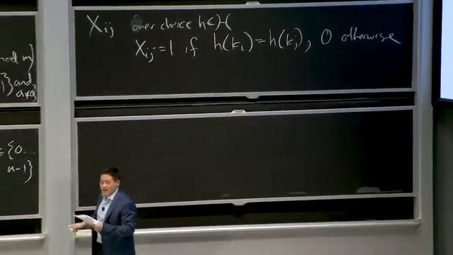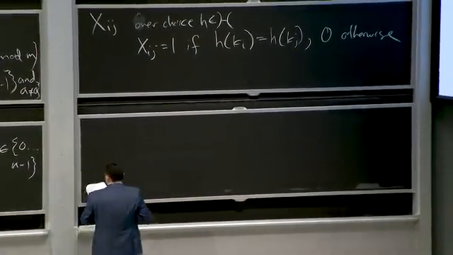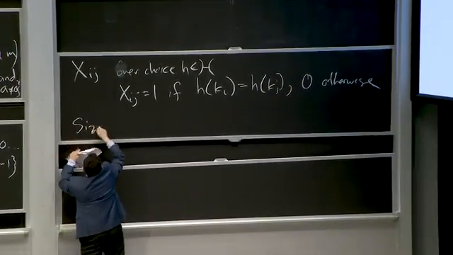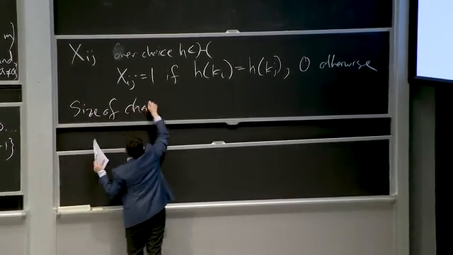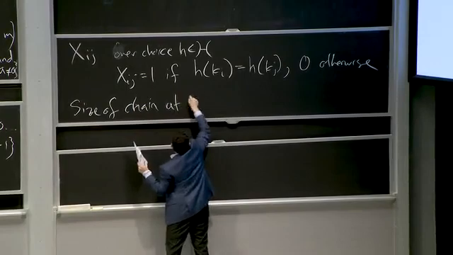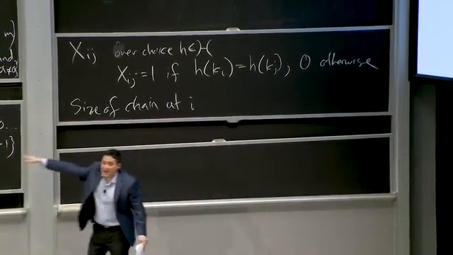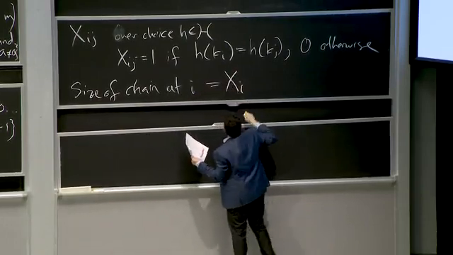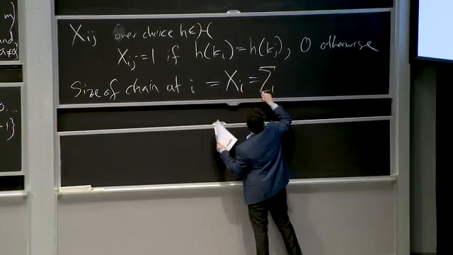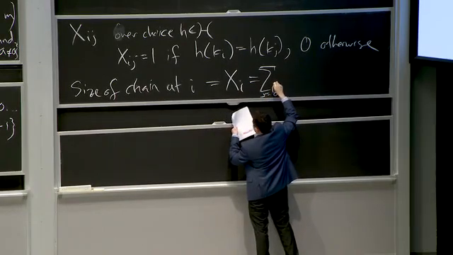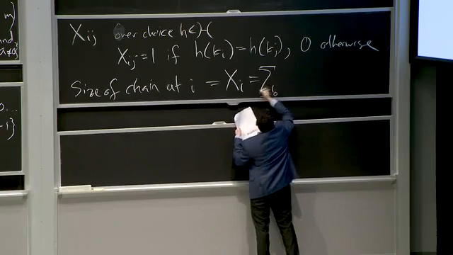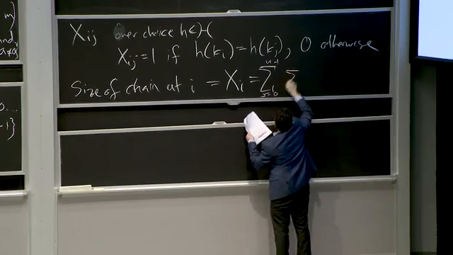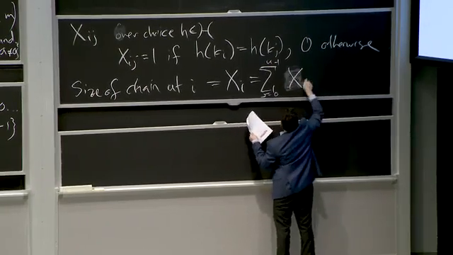So the size of a chain. Or let's put it here. The size of the chain at i in my hash table, I'm going to call that the random variable Xi. That's going to equal the sum over j equals 0 to, I think, u minus 1 of X_ij.